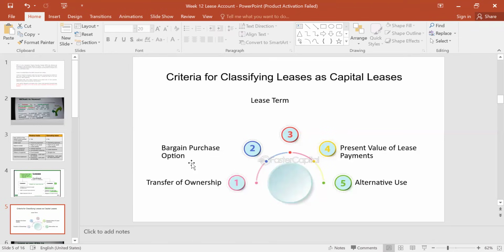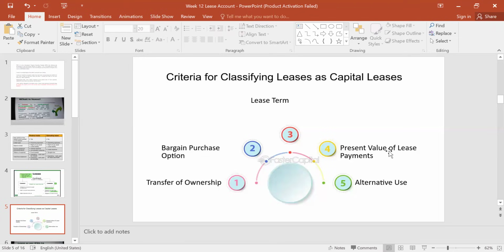Bargain purchase option means you have to bargain with the lessor to get the asset at a lower price. Okay. Lessor and lessee may maintain the bargain purchase option. One party asks for more and the other party asks for a lower price. So both have to negotiate about this, then settle this amount or these issues. Then you will go to the next step to complete the lease agreement.